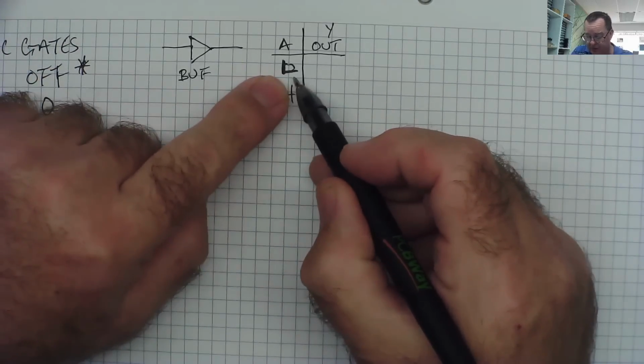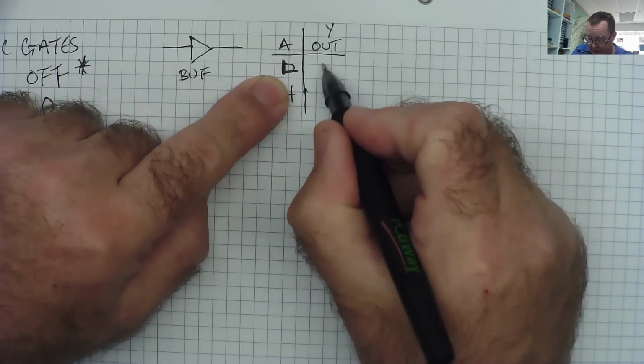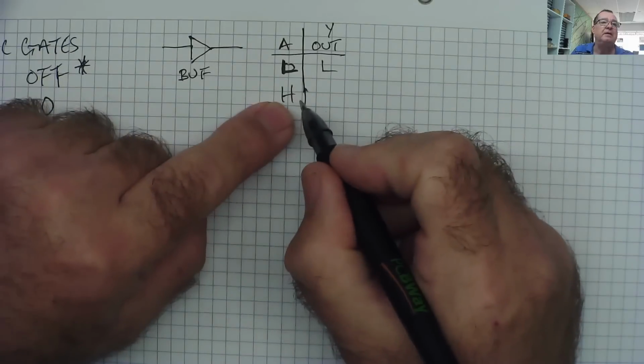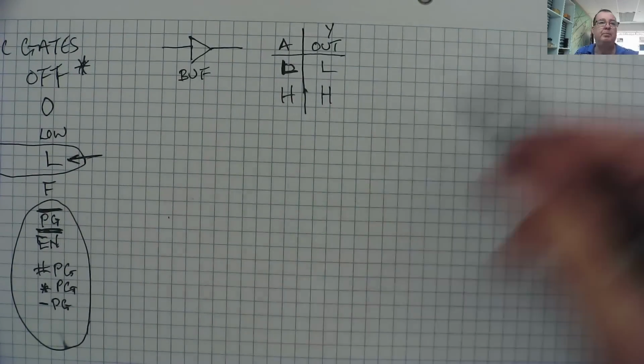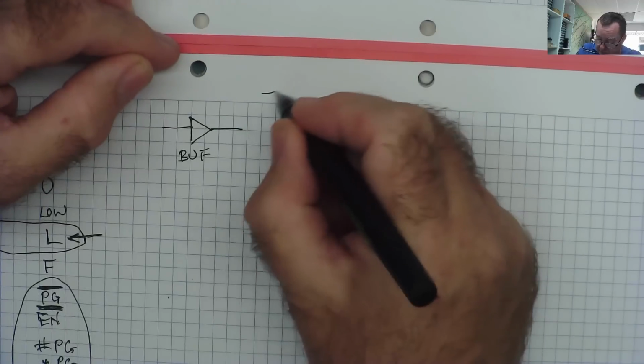If the input is low, on a buffer, the output will be low. If the input is high, the output will be high. That's what a buffer does. And this is called a truth table.